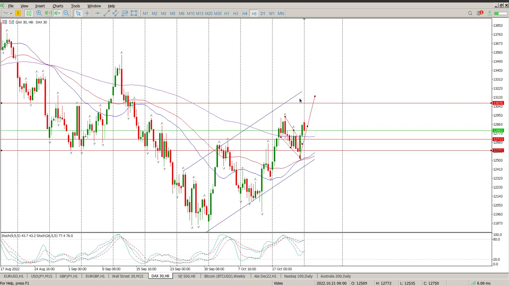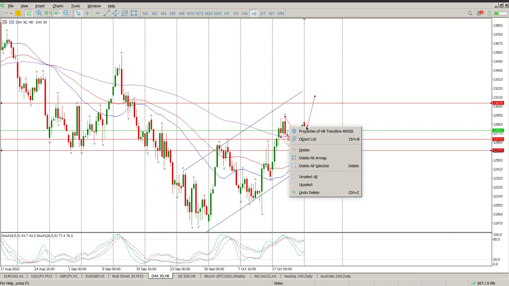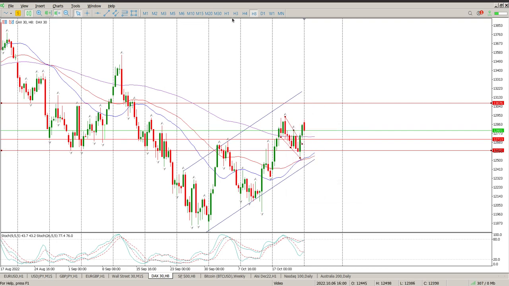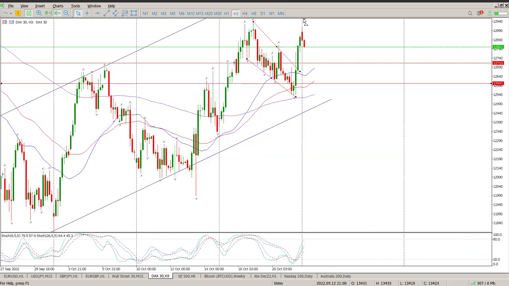I'm not going to take the actual measured move, but if you look to the left, you see there's a lot of structure here, so that would be my target area. So let's move through the time frames before we get the levels.